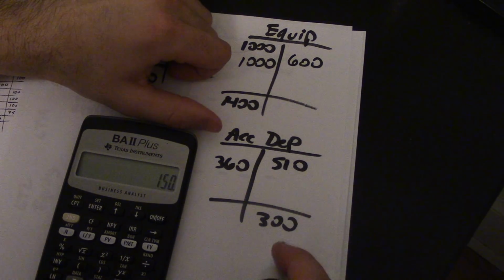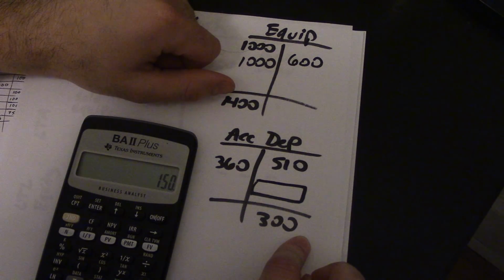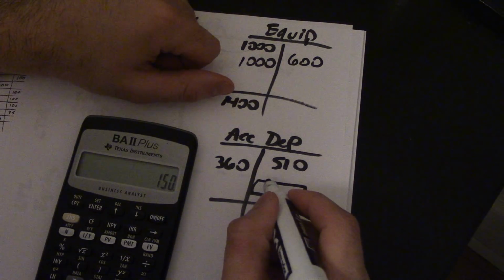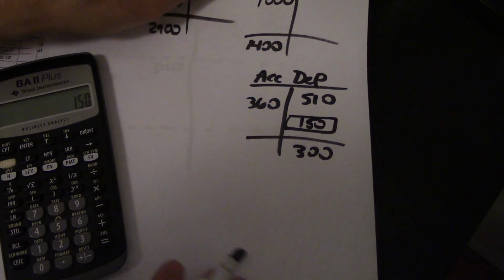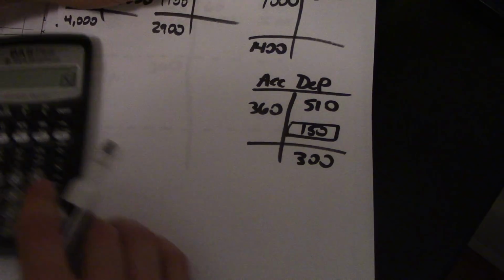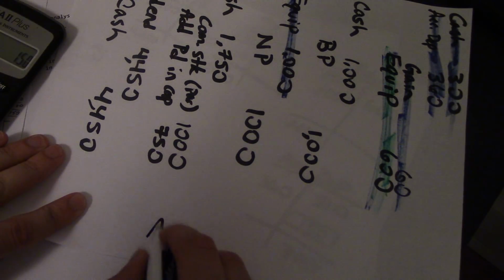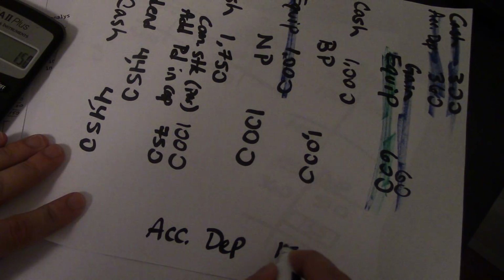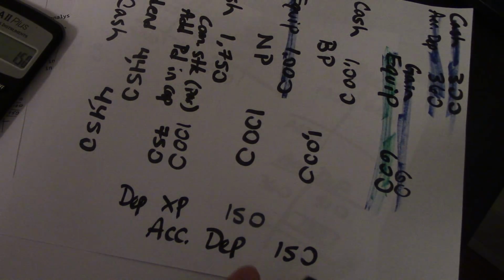We need to end our accumulated depreciation at 300. So we need some kind of credit for 150 bucks in order to balance this T account out. What kind of journal entry do we do when we credit accumulated depreciation? Well, I'll do it on the side, we would have credited accumulated depreciation by 150 and debited depreciation expense by 150.